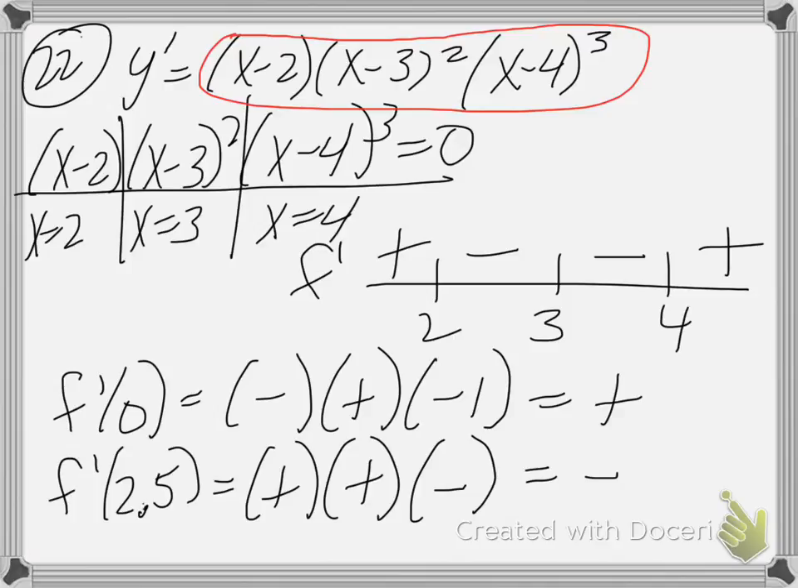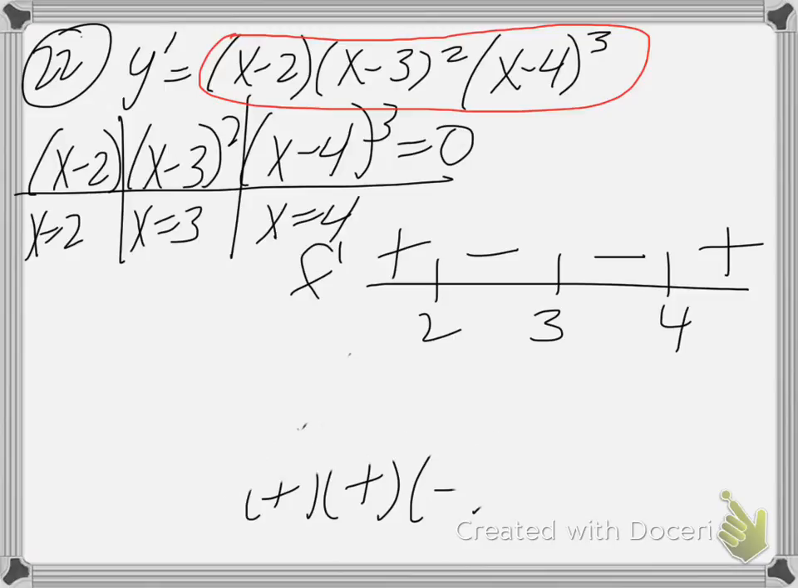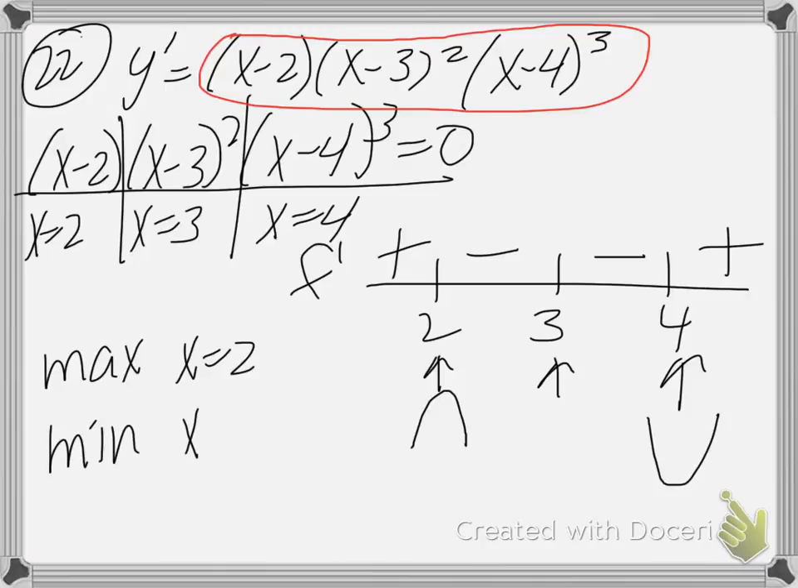Okay, so I'm just going to erase here and make some room. So we're going to look and see what's happening at each x value. Okay, so at x equals 2, it was increasing and then decreasing. So there's a max at x equals 2. At x equals 3, there was no change in the sign, so there's no max or min there. And at x equals 4, it was decreasing and then increasing, so there's a min at x equals 4.